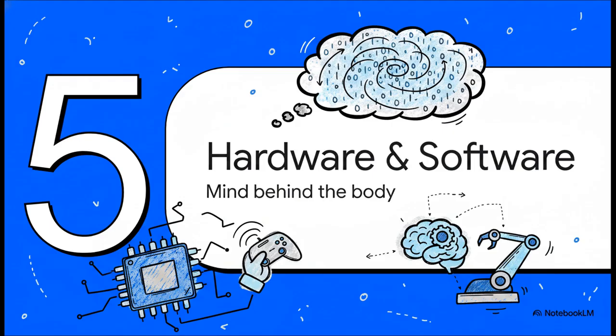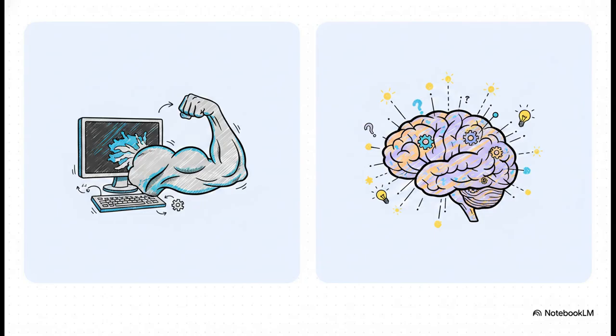A smaller, faster physical body means absolutely nothing without instructions. And that brings us to our final major concept. Hardware needs software, the mind behind the body. Let's really drive home this fundamental dichotomy. Hardware is everything we've talked about so far that you can physically touch or see. The RAM, the CPU, the keyboard, the monitor. It is the muscle of the operation.